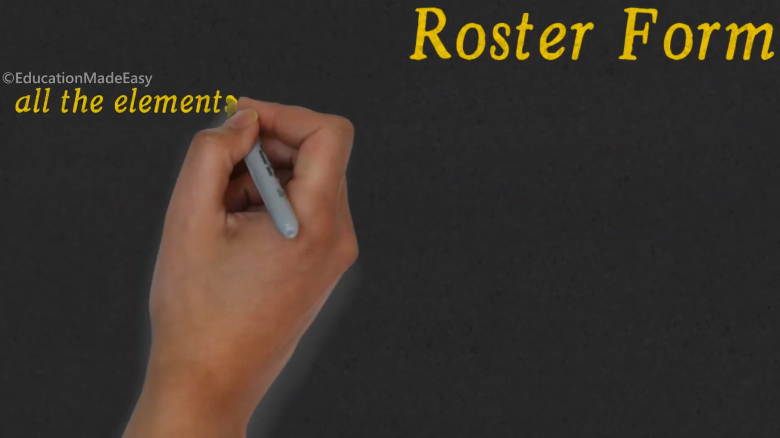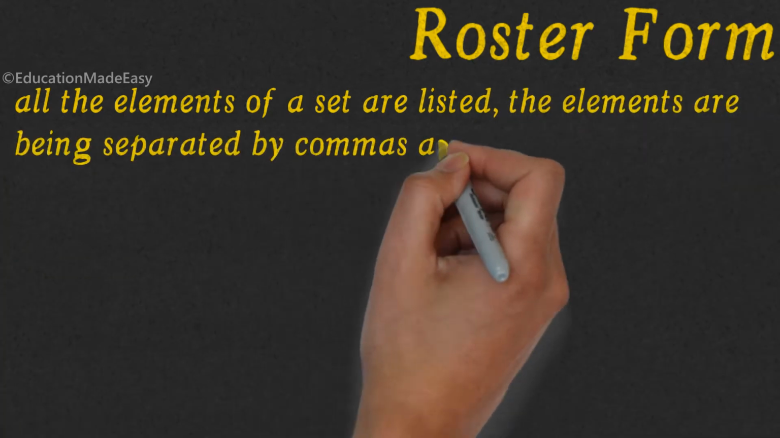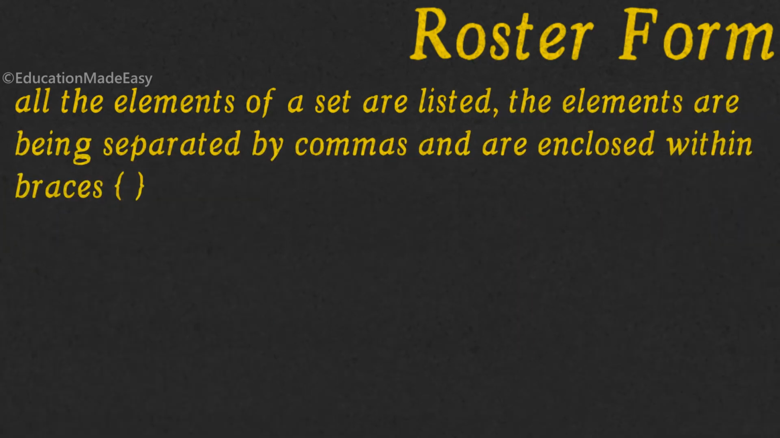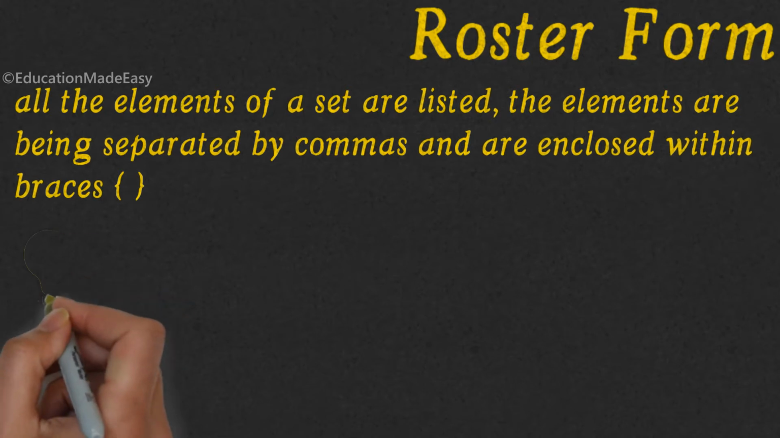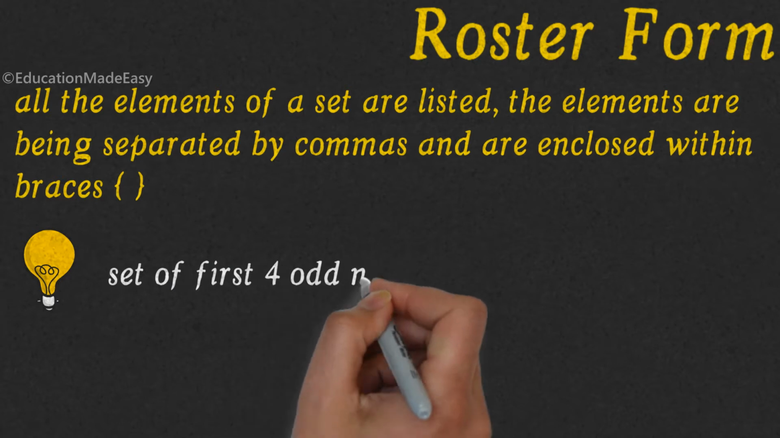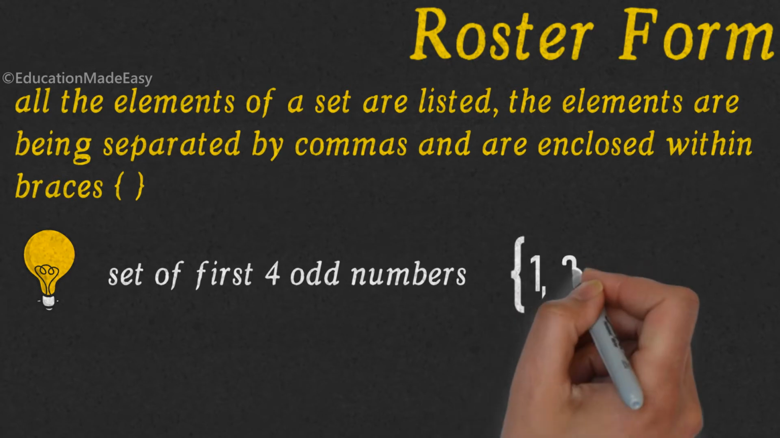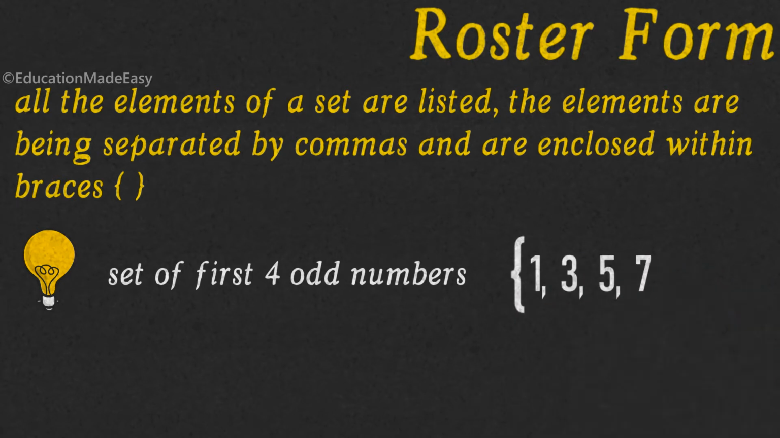In roster form, all the elements of a set are listed, the elements are separated by commas, and are enclosed within curly braces or brackets. For understanding this, consider the example: set of first four odd numbers. This can be written in roster form as {1, 3, 5, 7}, where 1, 3, 5, 7 represent the elements of the set of first four odd numbers.